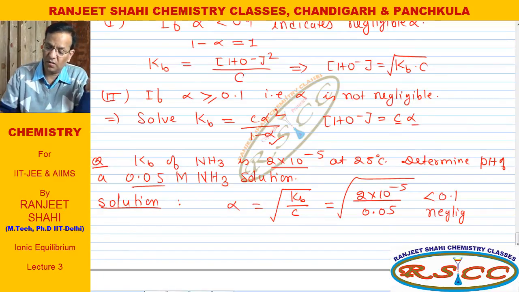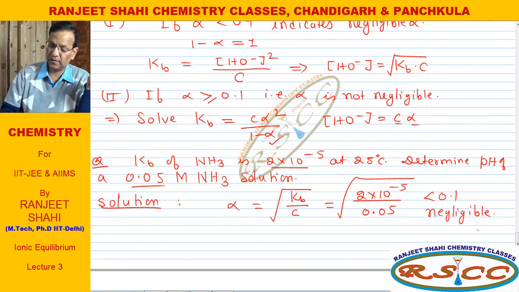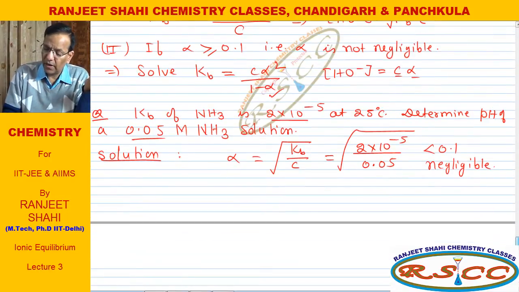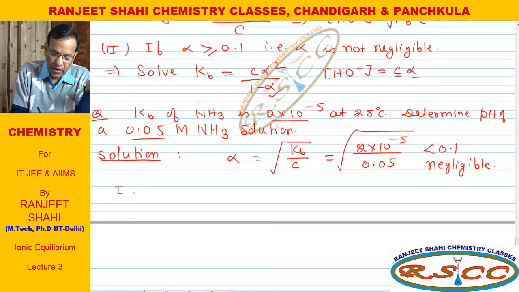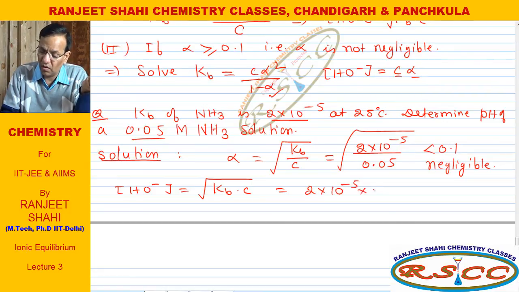It is negligible. So once alpha is negligible, we have derived that the concentration of hydroxide ion will be equal to root under Kb into C. So Kb is 2 into 10 raised to the power minus 5, C is 5 into 10 raised to the power minus 2.